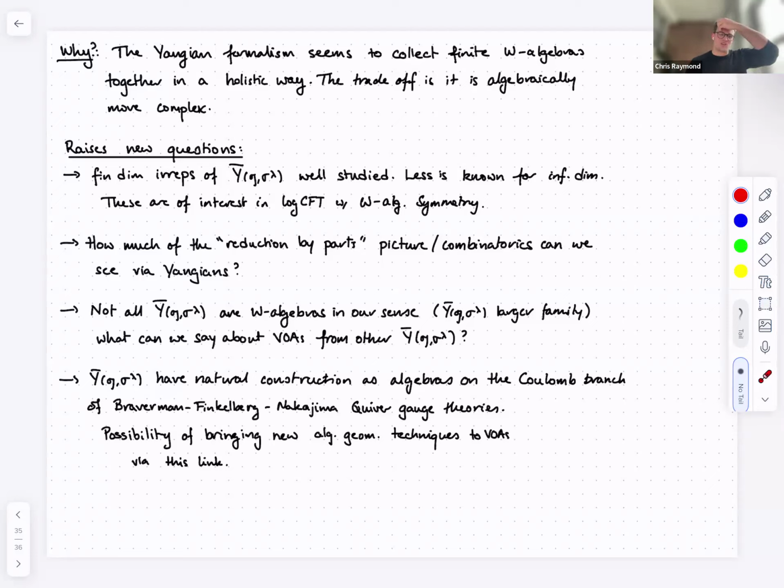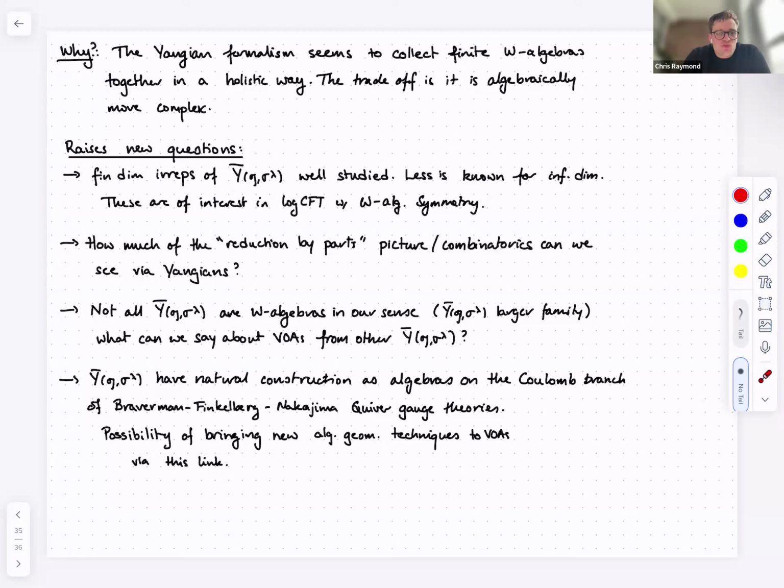Now, it raises a lot of new questions, right? How can I try to exploit this link for profit? A lot is known about the finite dimensional irreps of these truncated shifted Yangians. Less is known for the infinite dimensional reps, right? So if you want to study something that isn't rational W algebras, then the interest is really in understanding the infinite dimensional representations of these things.